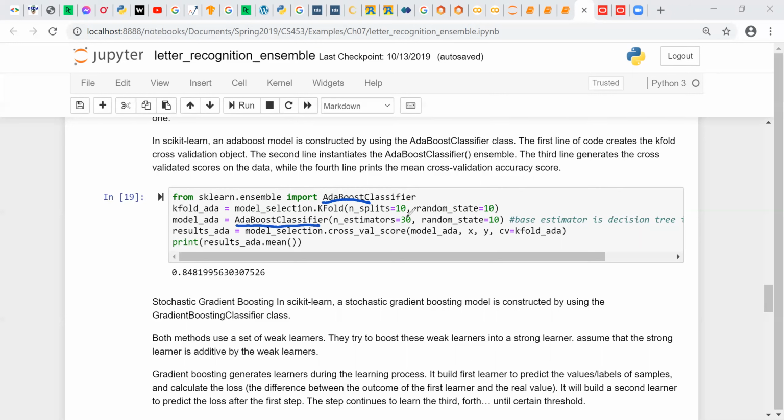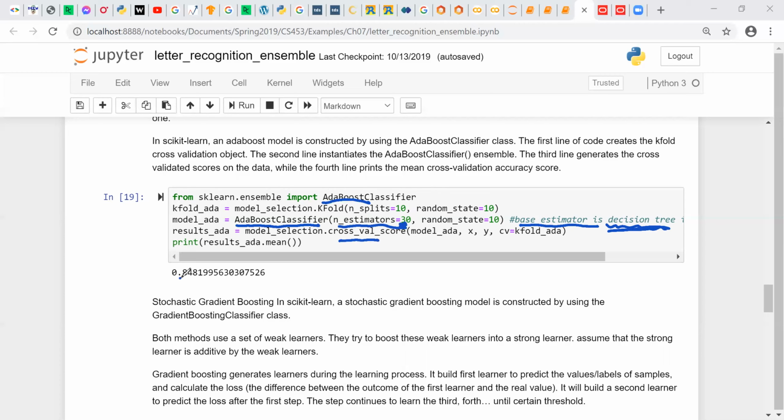With AdaBoost, the base estimator, because over here we didn't specify the base estimator, is going to be decision tree. You can also apply others. And here it says decision tree, and we use 30 trees here. And then we do cross-validation.